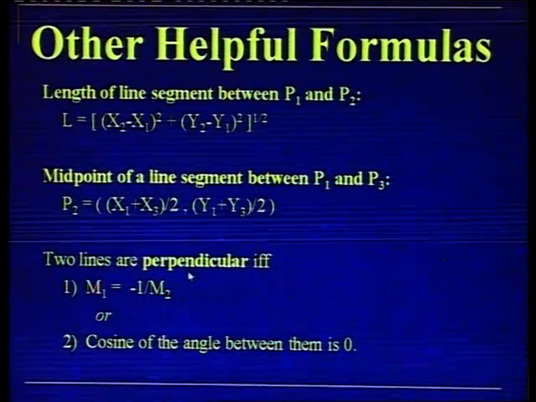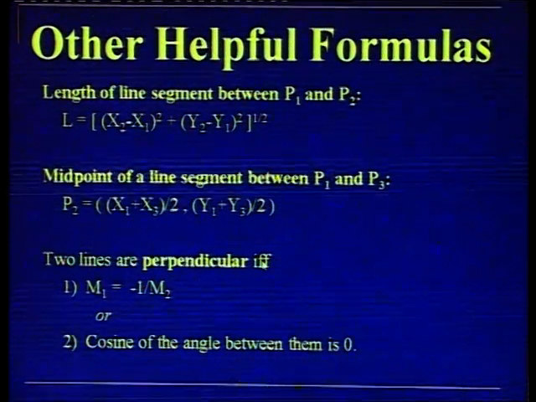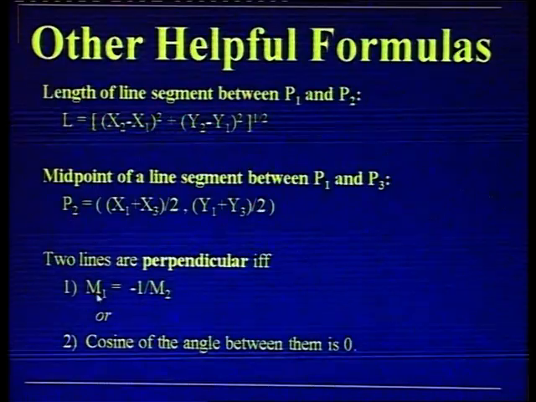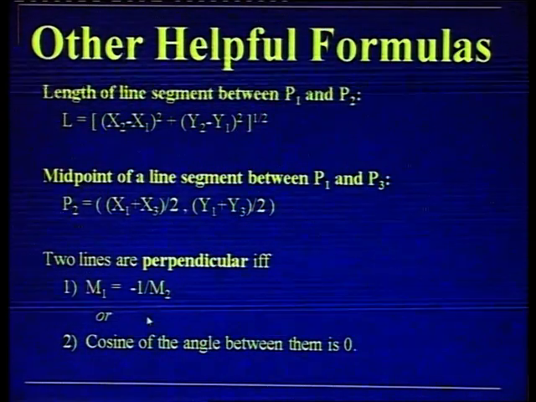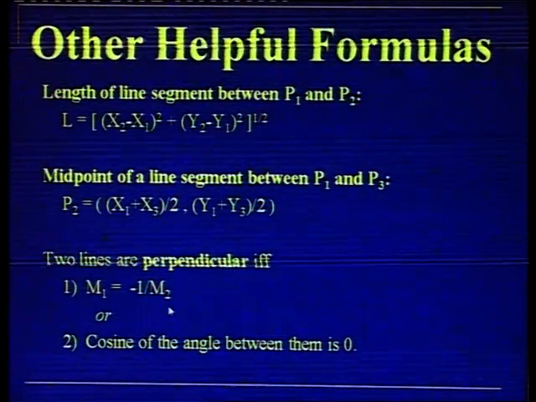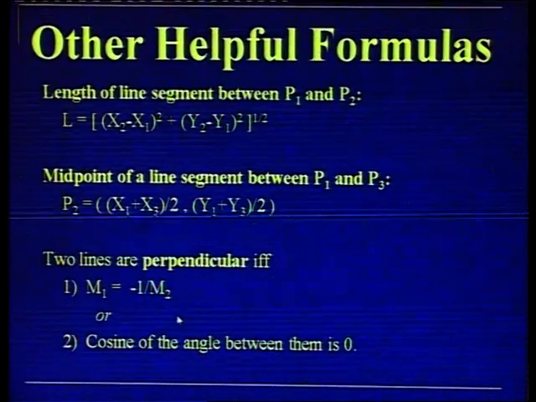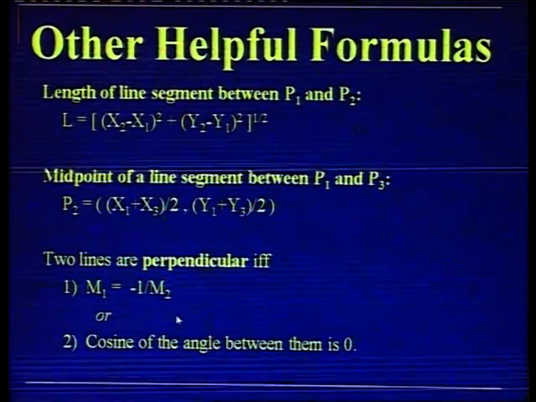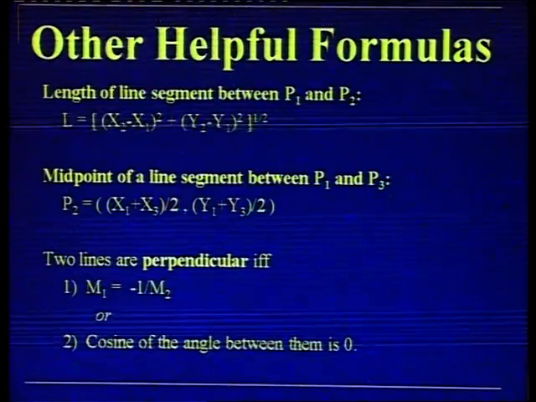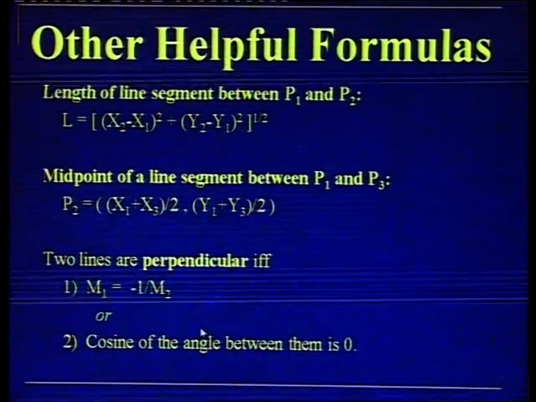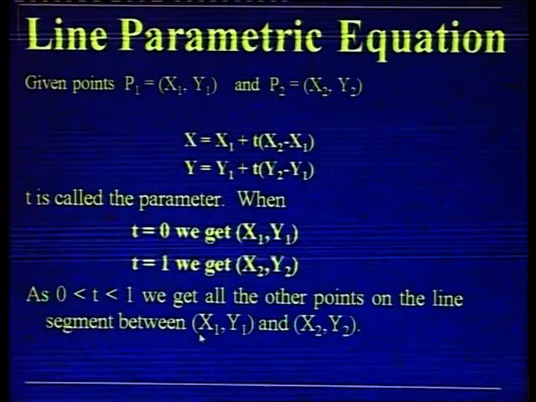The two lines are perpendicular if and only if the slope of the first line is equal to minus 1 divided by the slope of the second line, or we can say if the cosine of the angle, cos theta, between the two lines is 0, then those two lines will be perpendicular.